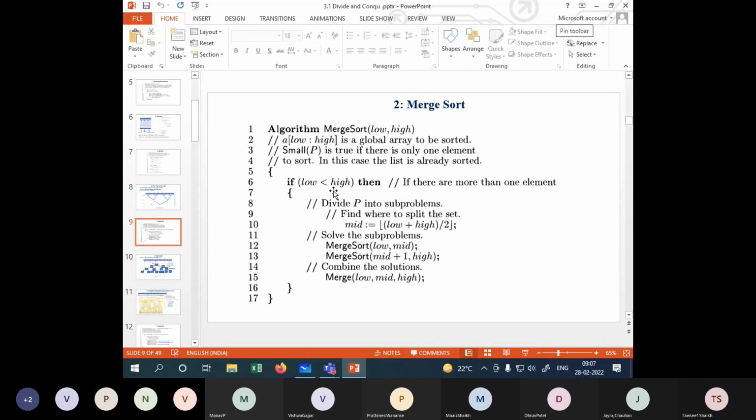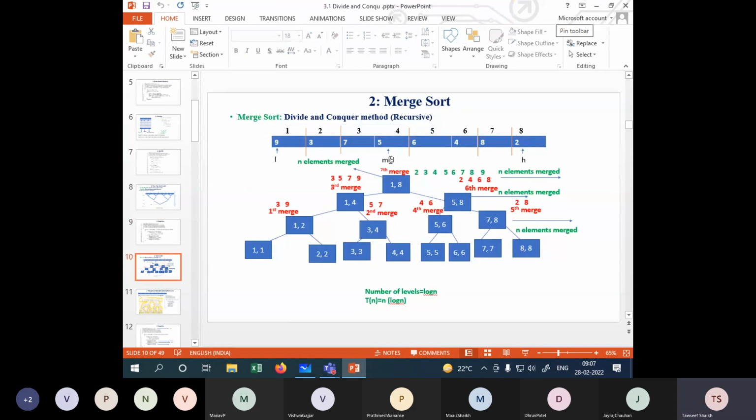When low is less than high, we find the mid. When we find the mid, we recursively call merge sort again. And in this new call to merge sort, we are changing the parameters. We are giving it the parameters from low to mid. So this low is again the same, that is 1, and the mid is now 4. So we pass new arguments to it, that is 1 and 4.